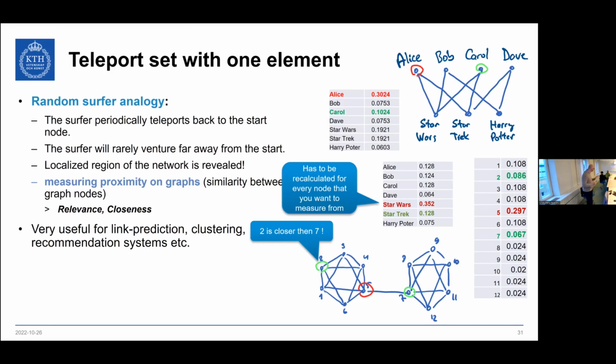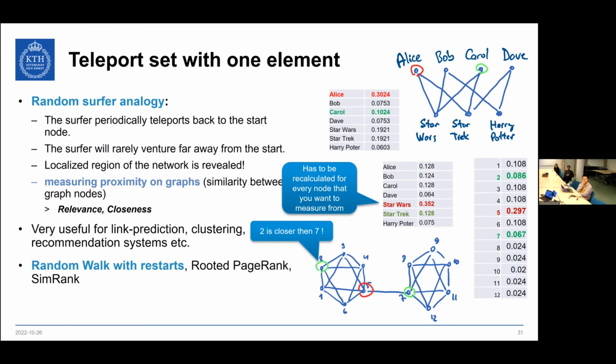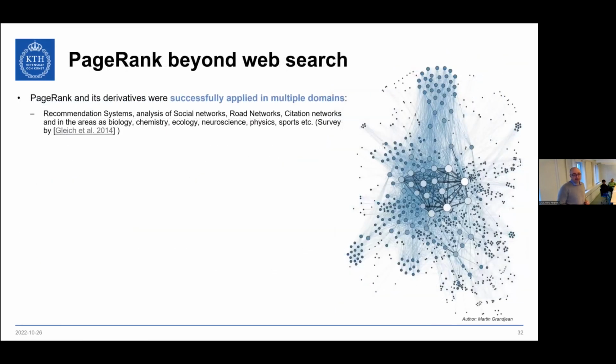The problem with this is that you now have to do a lot of work for every node. What I show here is only from Alice's point of view. If you want the point of view of Star Wars, you need to run it again. Basically, you have to run it for every single node. So that's the cost you have to pay. There are many ways to try to fix it, but that's for another day. And this is called, as we said, in the literature either random walk with restarts, or rooted PageRank, or there's also SimRank based on the same idea.